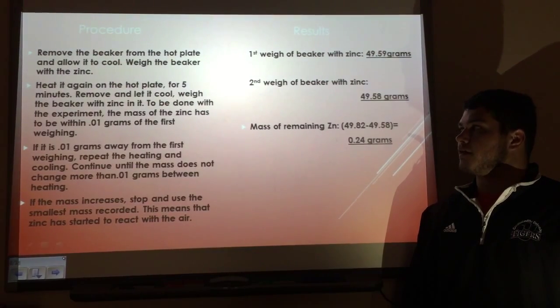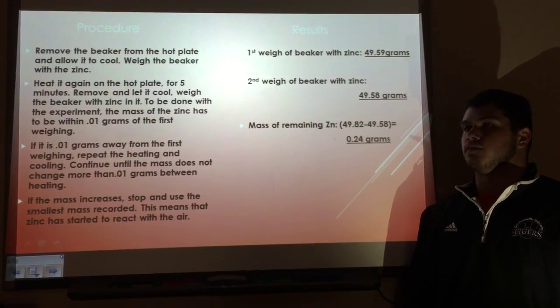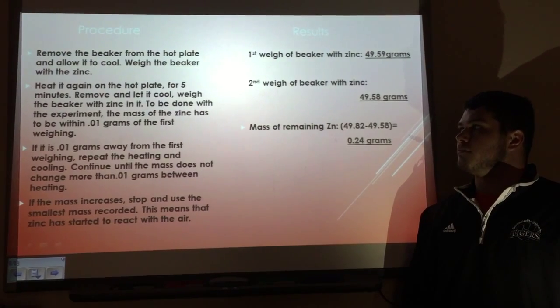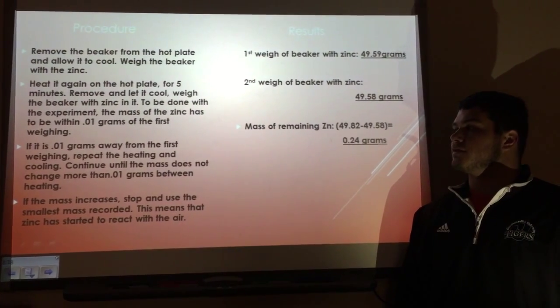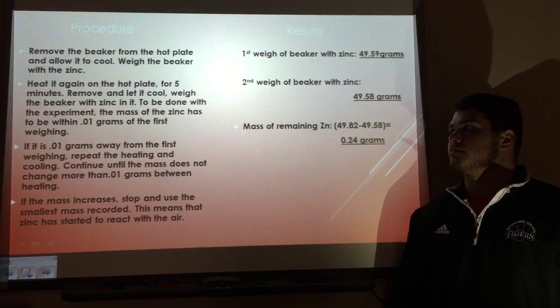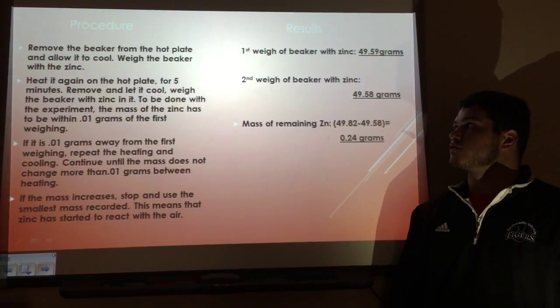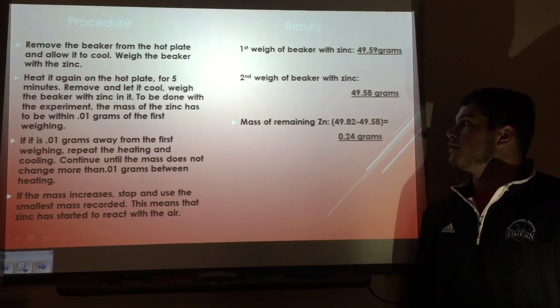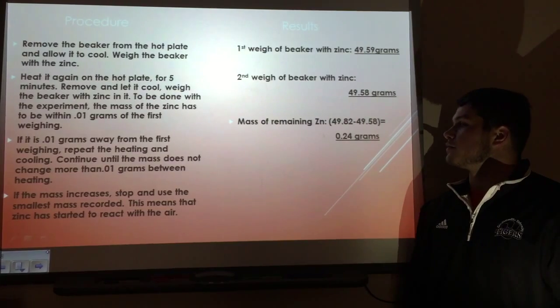We heat it again on the hot plate for another 5 minutes. Remove it and let it cool down. Weigh the beaker with the zinc in it. To be done with this experiment, the mass of the zinc has to be within 0.01 grams of the first weight. For our second weight, we got 49.58 grams.